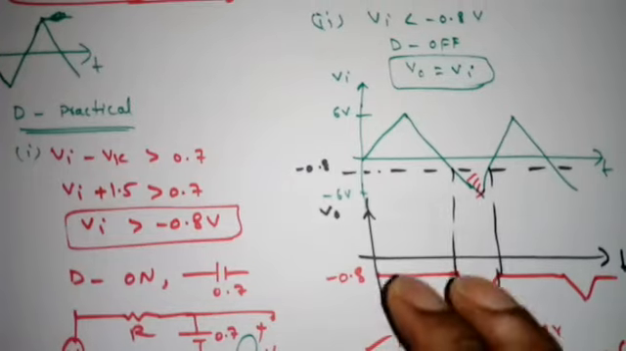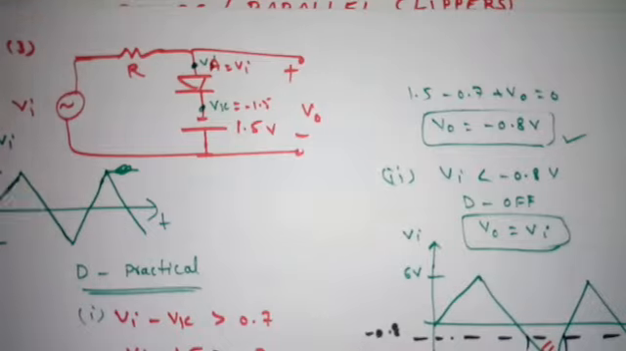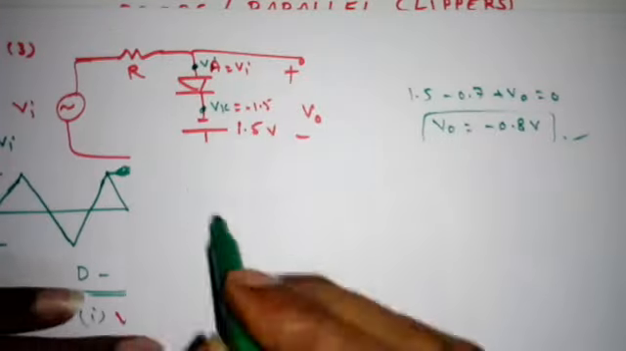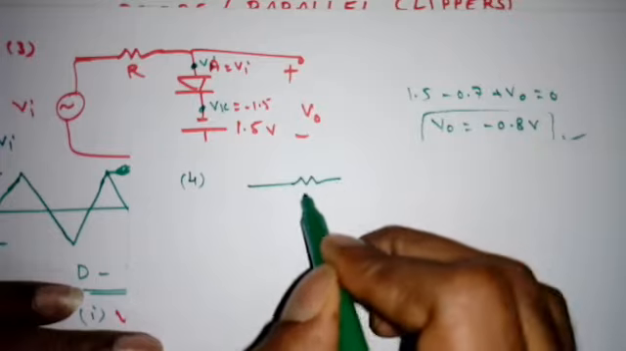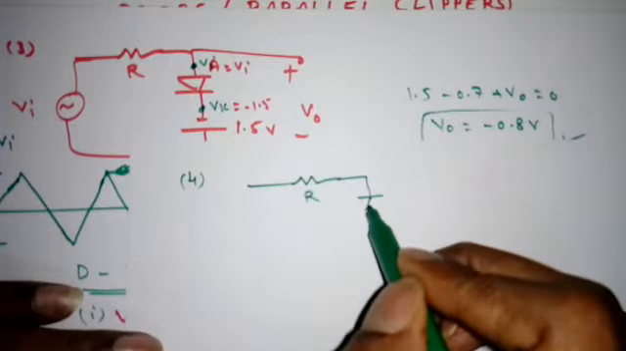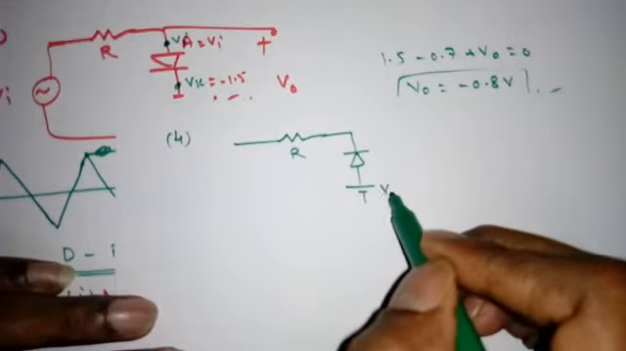Now if I want to make a negative clipping circuit, what do we need to do? Just reverse the diode, that's it. So that is the next circuit, the fourth one in this shunt clipper. So resistor R. Now if I reverse the diode polarities like this, then I can have the V reference.